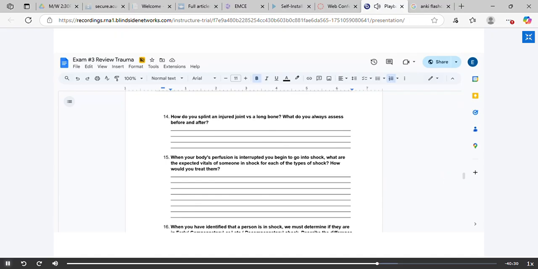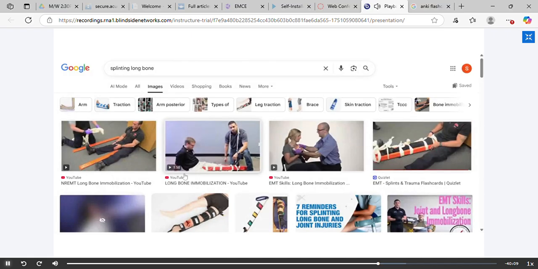So we've gone over splinting quite a bit in class up to this point. Remember, there are two different things that we do. We splint joints and we splint long bones, right? So when you're splinting that long bone, splinting long bone.